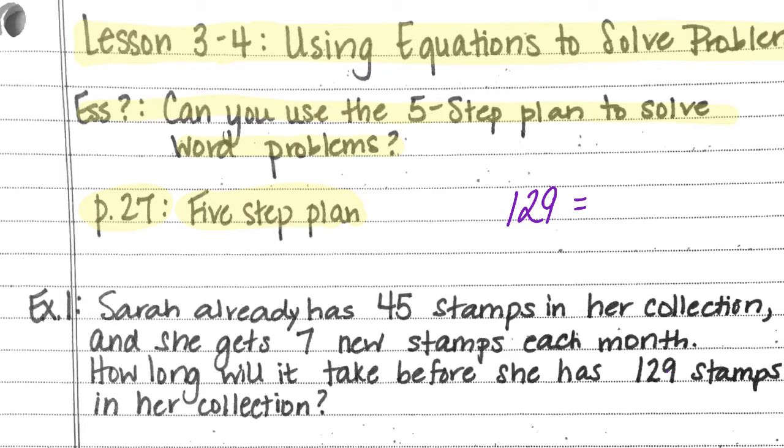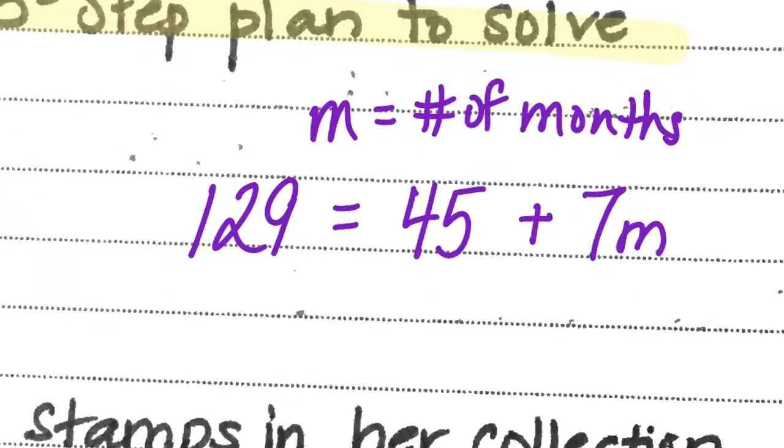She currently already has 45 stamps. And it says she gets 7 new stamps per month. So if M was representing the number of months it will take her to get there, we have set up our equation. Now, let's go ahead and solve.